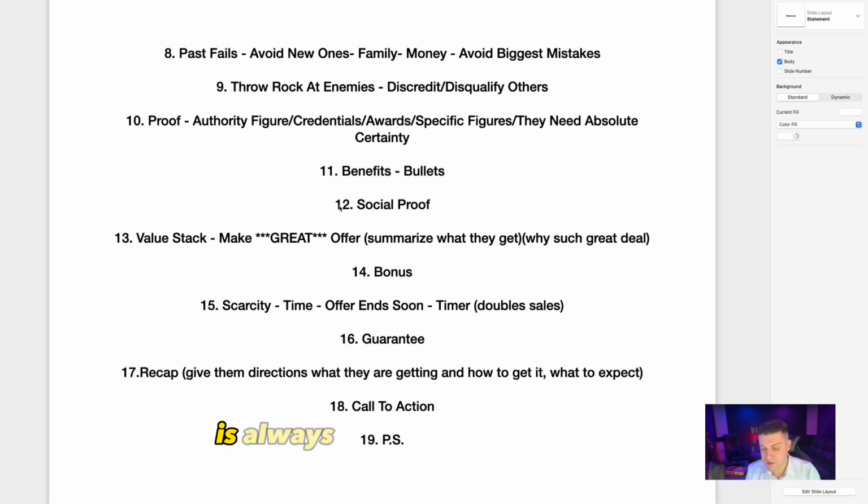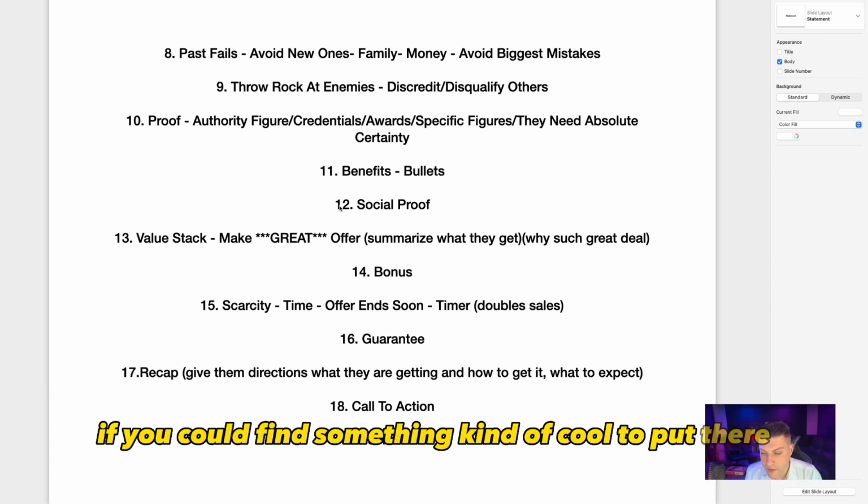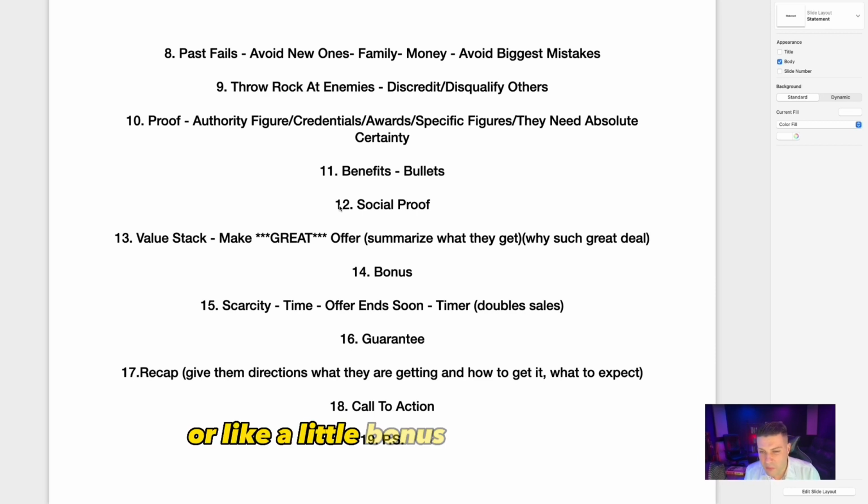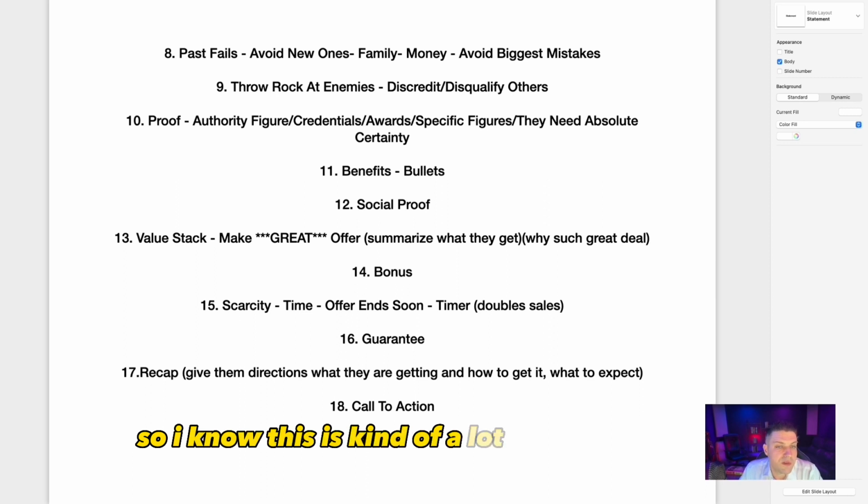And then 19 is always cool to have a PS, because some people will look at the very beginning of your letter, scroll all the way down to the bottom and look at the PS. If you could find something cool to put there, like a little bonus, that always helps, because people will skim your ad and go to the bottom of it.